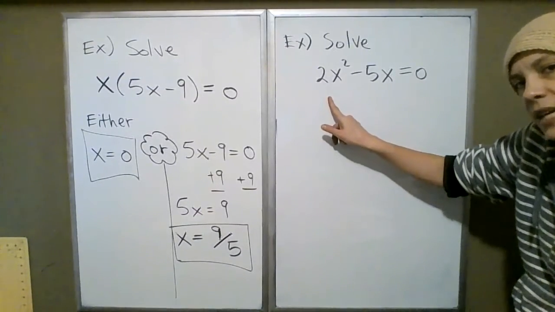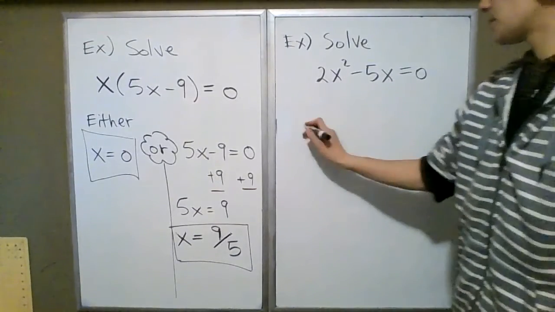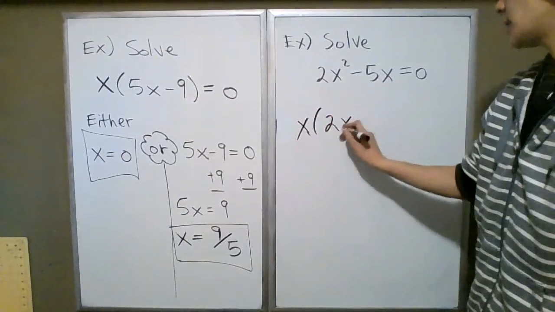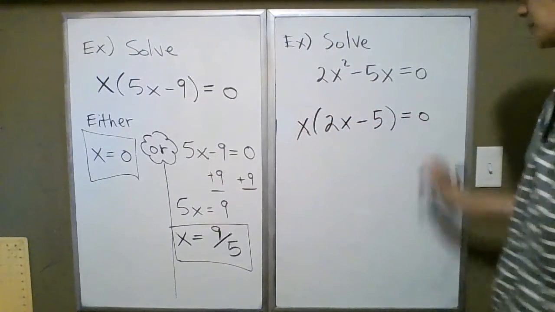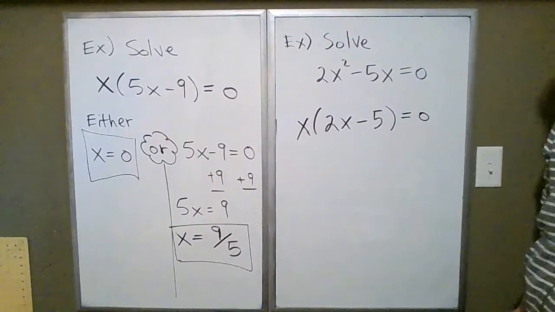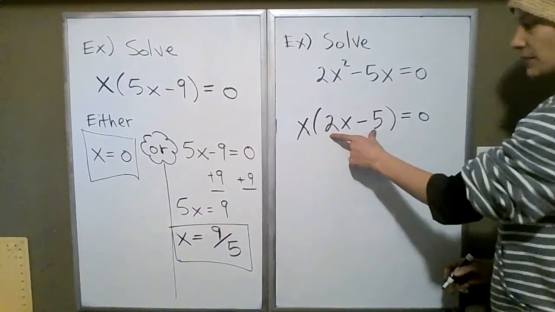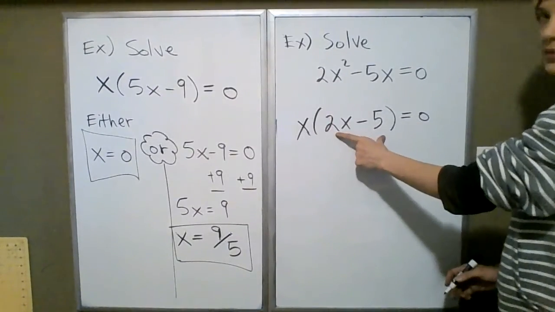I think all we need to do is take out the greatest common factor, x, which will leave 2x minus 5. It still equals 0. Then x times 2x minus 5 equal to 0 means either x is 0 or 2x minus 5 equals 0.